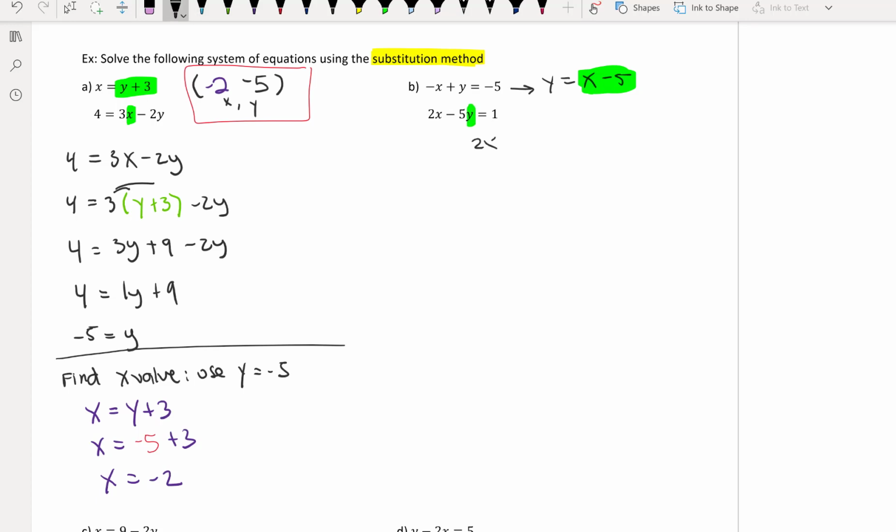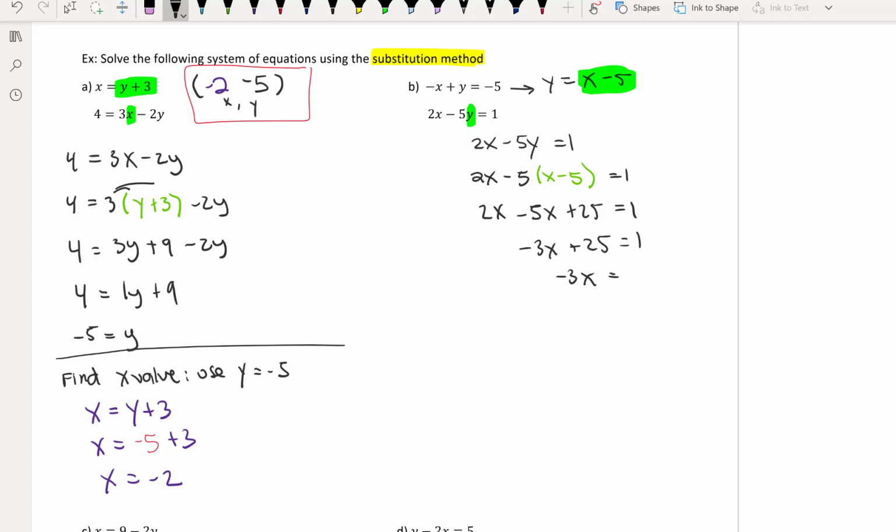So I have 2x minus 5y is equal to 1. So I have 2x minus 5. Okay, this is where my y is. So that's x minus 5, since I'm doing the substitution, equal to 1. So then from here, I need to distribute. So 2x minus 5x plus 25 is equal to 1. Combining like terms, 2x minus 5x is a -3x.